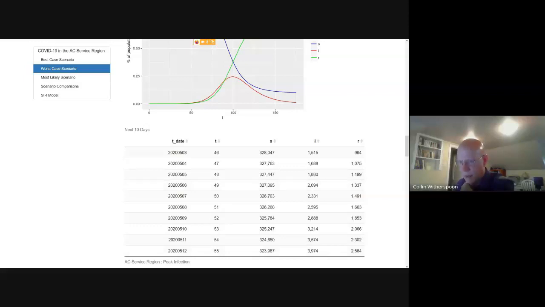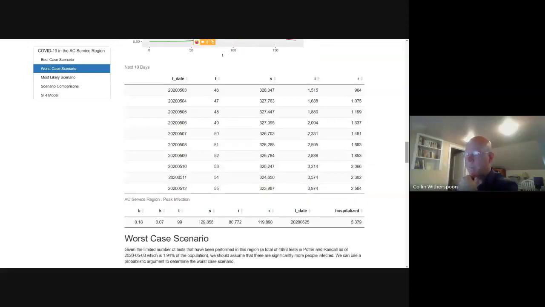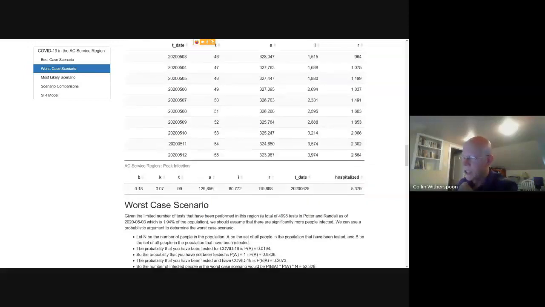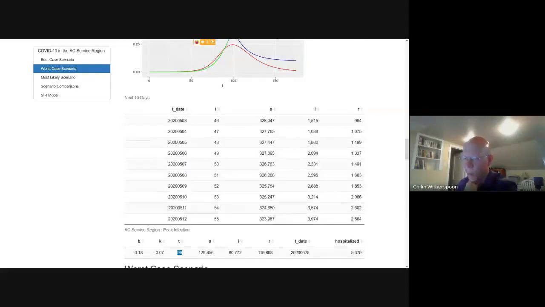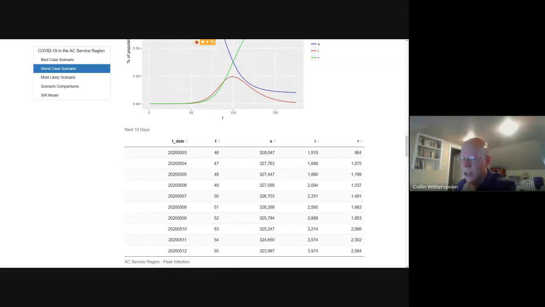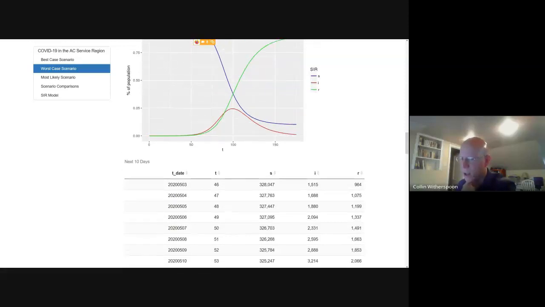Infected right now, 1,500. In 10 days, 3,900. Over 3 times that amount, best case scenario. It pushes the peak infection day out to June 25th, with 80,000 people infected. And note that that's 99 days. Right now, we're at 46 days. We're right in this early stage of that graph, guys, but it's still growing quick.